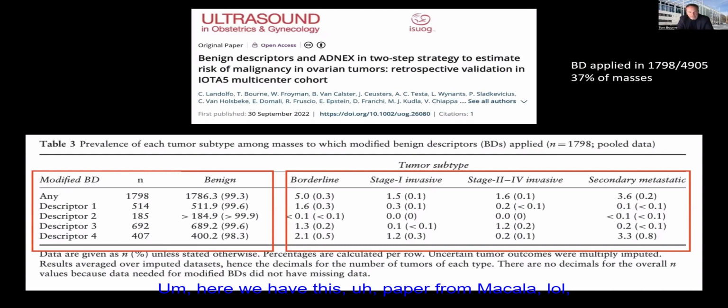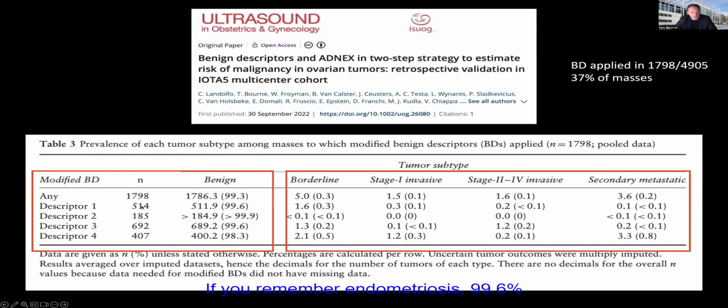Here we have this paper from Chiara Landolfo, which I think Dirk will talk about in the whole picture. But you can see in this group of patients taken from IOTA 5, there were 4,900 masses, and the benign descriptors applied in 1,798, so that's 37% of masses. And you just have to look where the different descriptors applied.